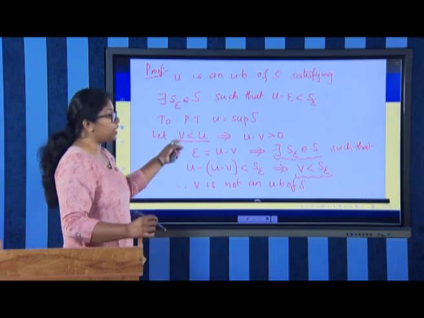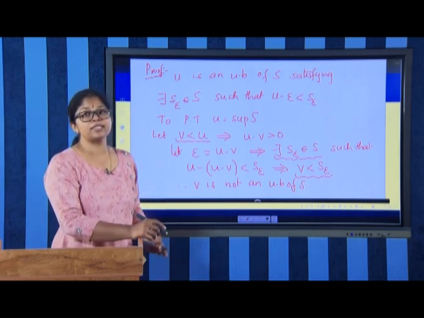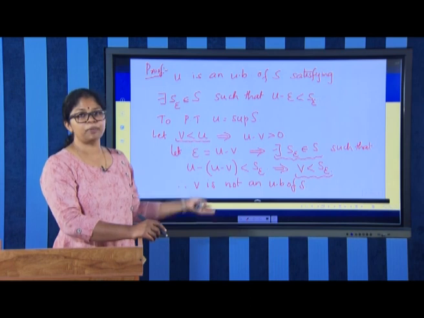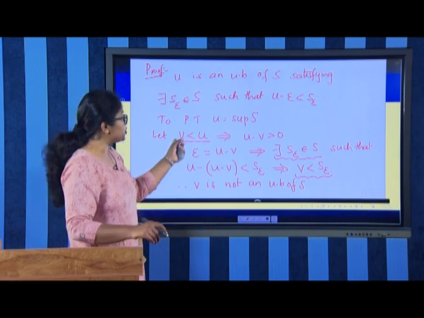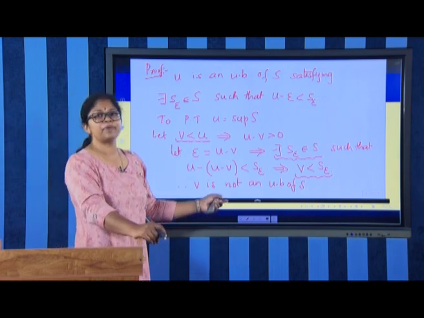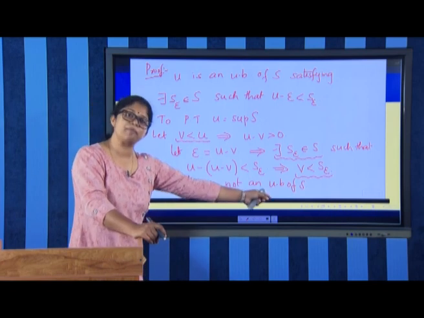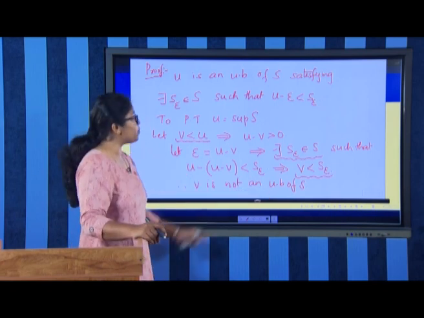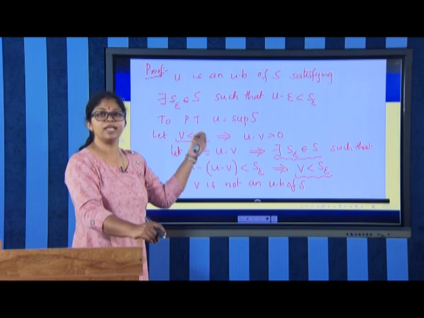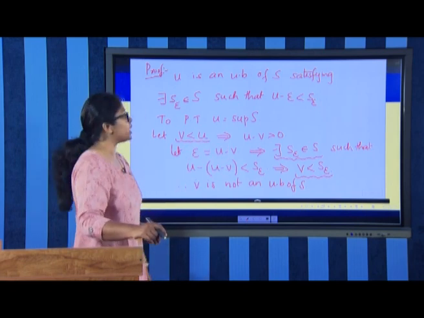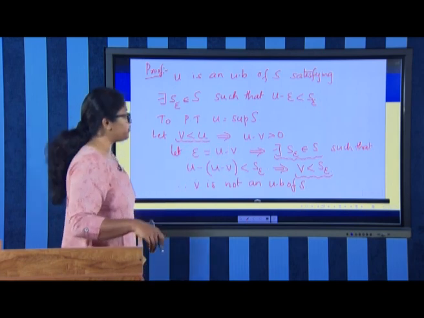So, v was an arbitrary element less than u, an arbitrary real number. That shows that none of the real numbers less than u can be an upper bound of the set S. So, what does that indicate? u should be the least of all the upper bounds. That means u is the supremum of S.